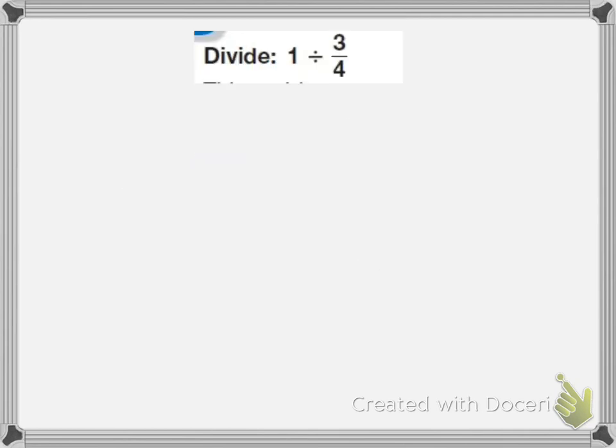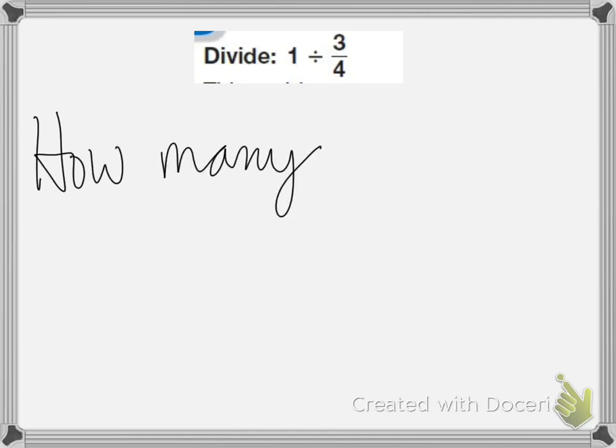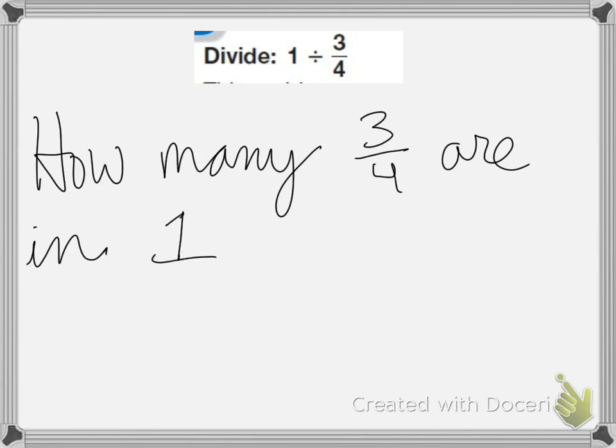This last one says to divide 1 divided by 3/4. What this question is really asking is how many 3/4 are in 1 whole. So when I divide 1 by any number other than 0, the quotient is always going to be the reciprocal. So the answer to this problem is going to be the reciprocal of 3/4, and the reciprocal of 3/4 is going to be 4/3.